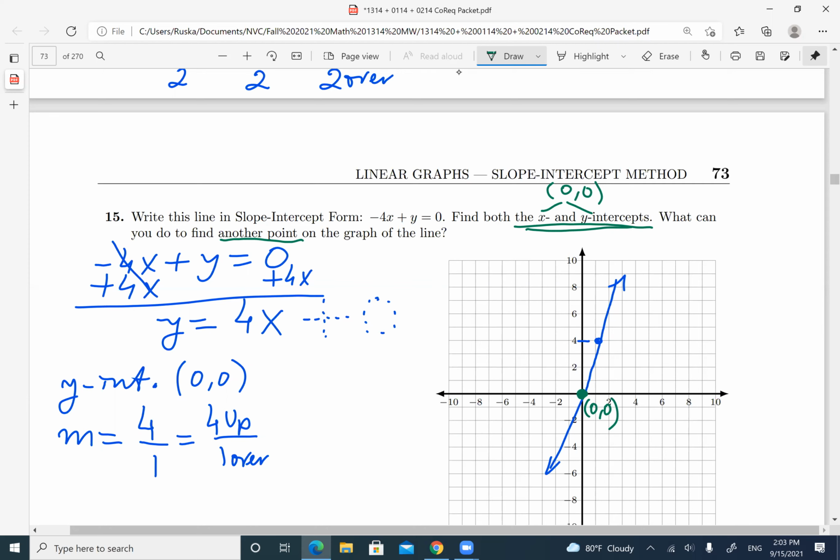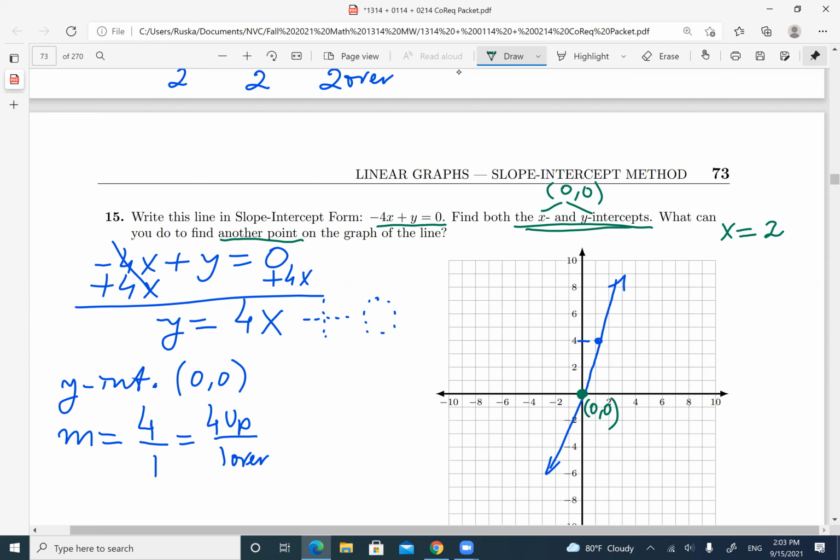And how do you find another point? They're asking, what can you do to find another point? You can just follow the equation and pick any number. So let's say I can put whatever you want for x. Pick a number for x. 2/3. You can just put 2, one number. Or let's do, yeah, you can do 2/3.